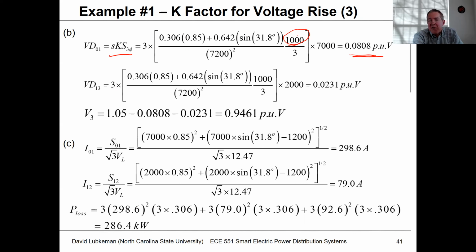And so here we've got the K factor where we're taking the resistance times the power factor. We've got the reactance times the reactive power factor. This is all divided by the line-to-neutral voltage nominal value squared. And if we plug in for the load, we get a drop of 0.081 per unit, which is quite substantial. Do a similar calculation for segment 1-3, and then we're going to get a voltage drop of 0.0231. So at the end of the circuit at 3, take the top of feeder, subtract off the 2 drops, and then we get a voltage of 0.9461 per unit.